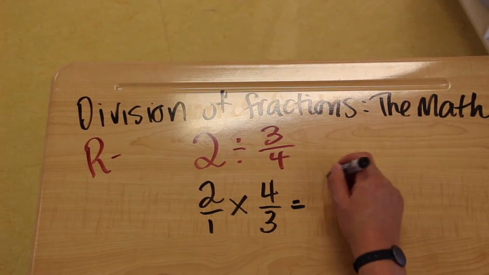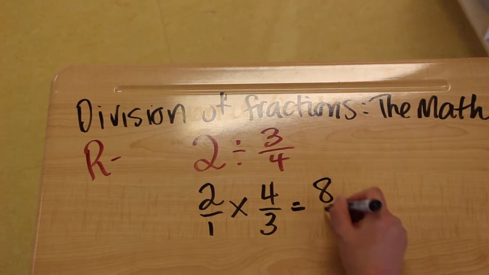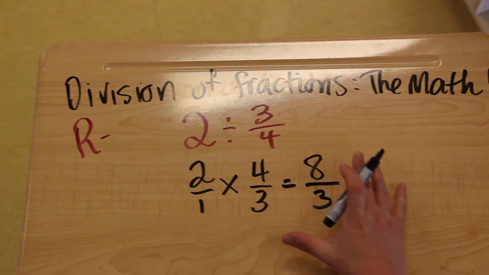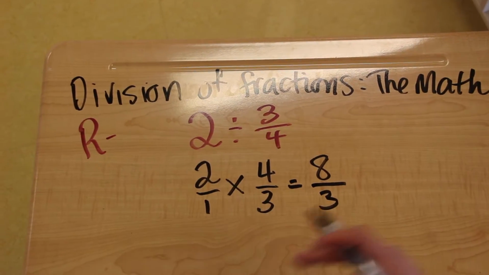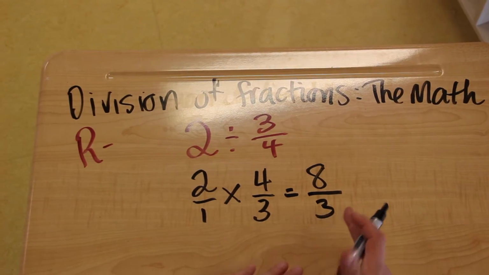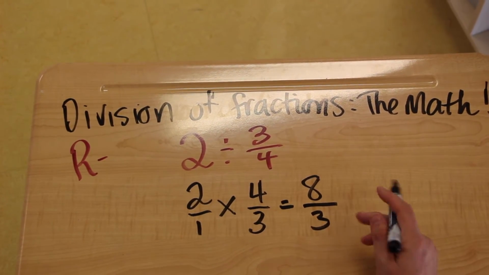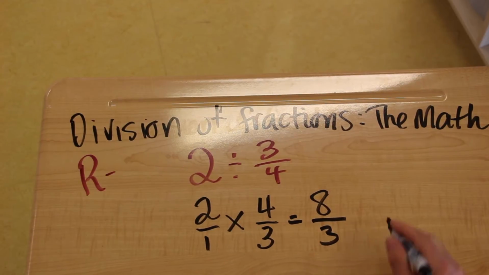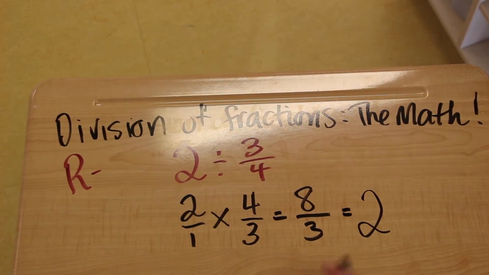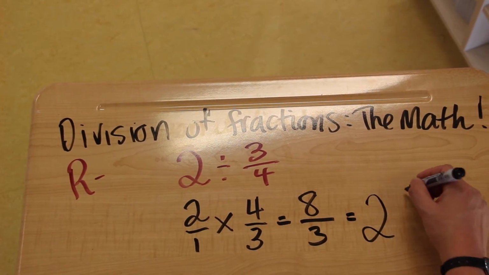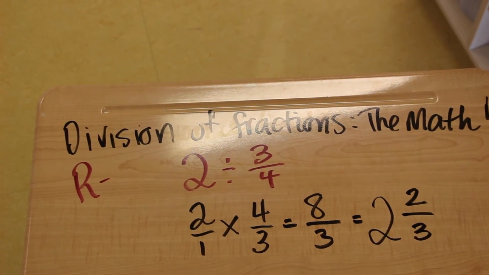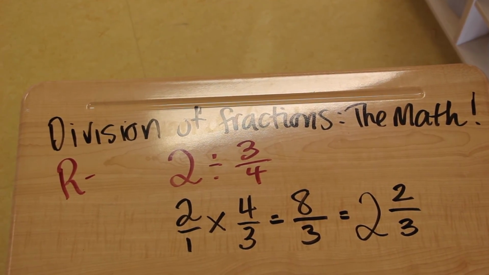2 times 4 is 8. 1 times 3 is 3. 8 over 3. We finally check to see if that fraction can be reduced down to its simplest form, or if it needs to be changed to mixed numeral or anything like that. And you can see here that indeed this is an improper fraction. So we have to find out how many times 3 goes into 8. And when we do the math on that, we discover that it can go 2 times for 2 wholes, and that is 6. 8 take away 6 is 2 over 3. So that is reciprocating 2 divided by 3 over 4.